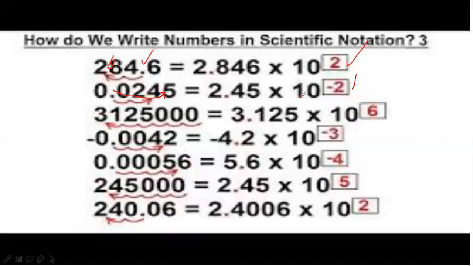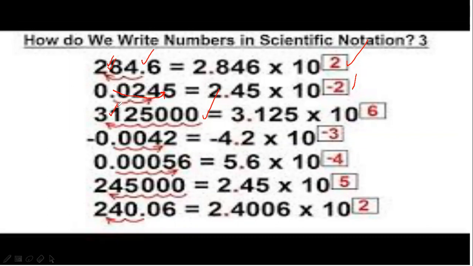3125000. Here before the decimal point there is one non-zero digit and the power of 10 is plus 6, because you shifted the decimal place from this place to this place. Between the initial position and final position there are six numbers. So the power should be 6. So 3.125 cross 10 to the power 6 is the scientific notation of the number 3125000.